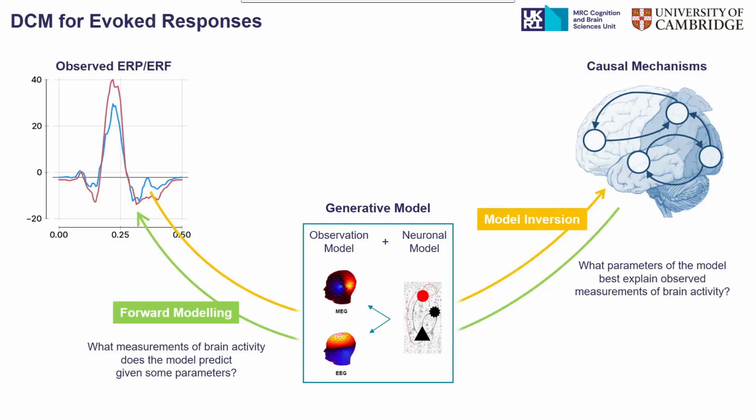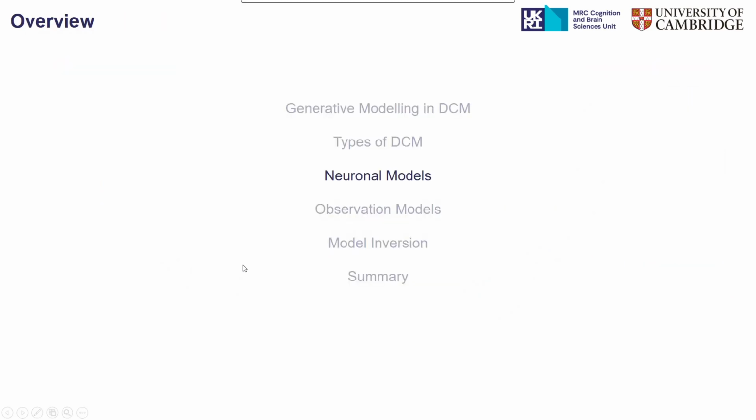For the rest of the talk, I will be focusing on DCM for evoked responses, where we will model observed event-related potentials or fields on EEG-MEG using a generative model. I'll first begin with the neuronal models.